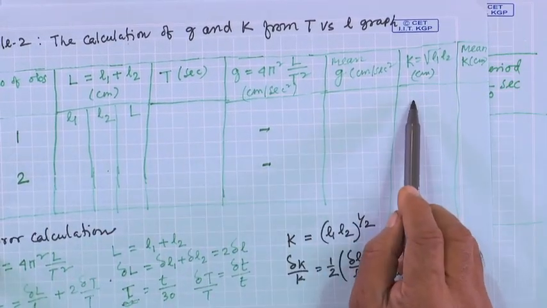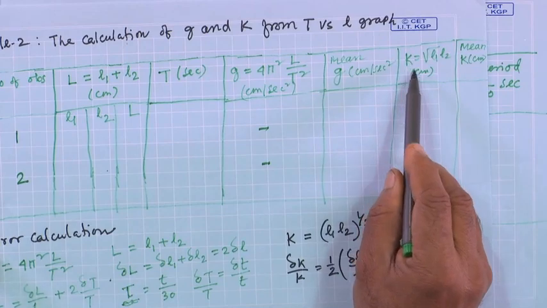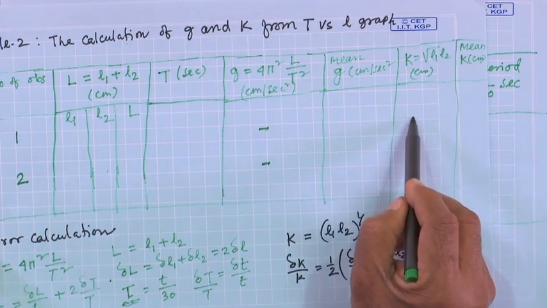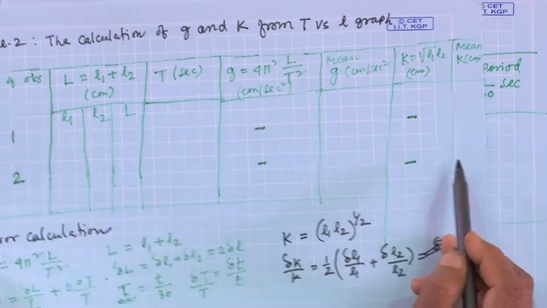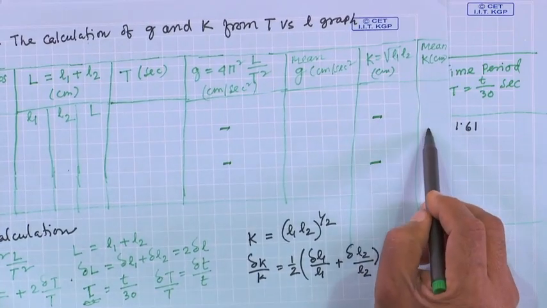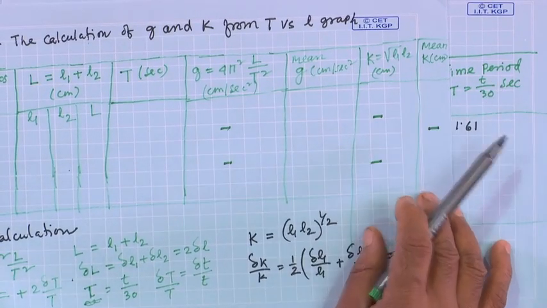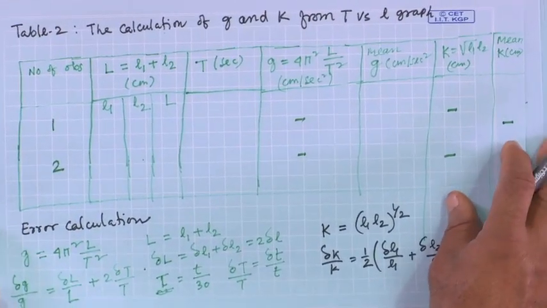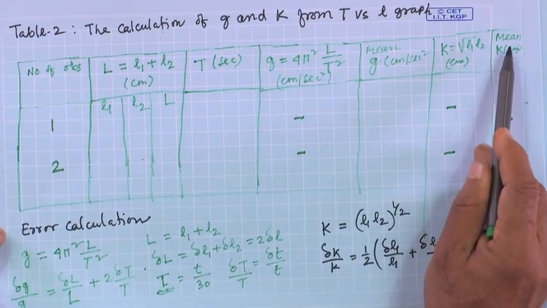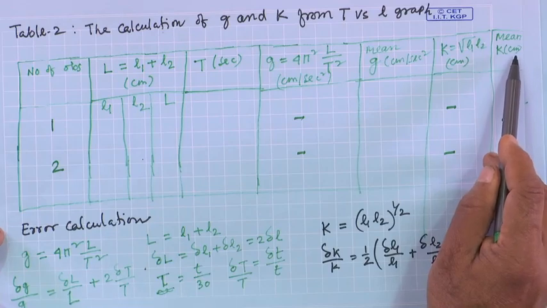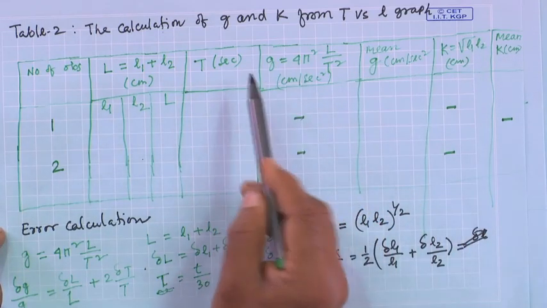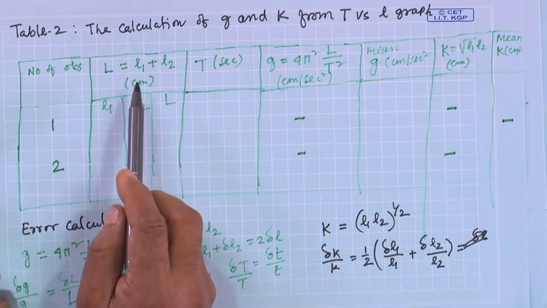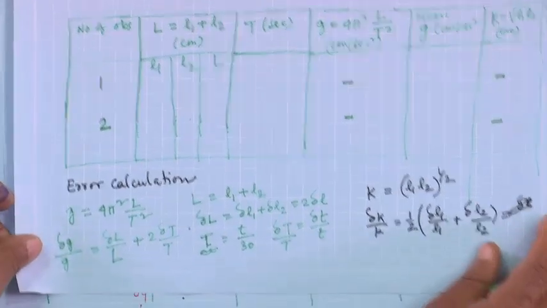Of course, L 1 and L 2 are known to you, so you will get k equal to square root of L 1 L 2. Again 2 values you will get, and then you take the mean of these 2 values. That will be the mean k value, and the unit is centimeter. I have written all the units, and this is very important, you should write them.